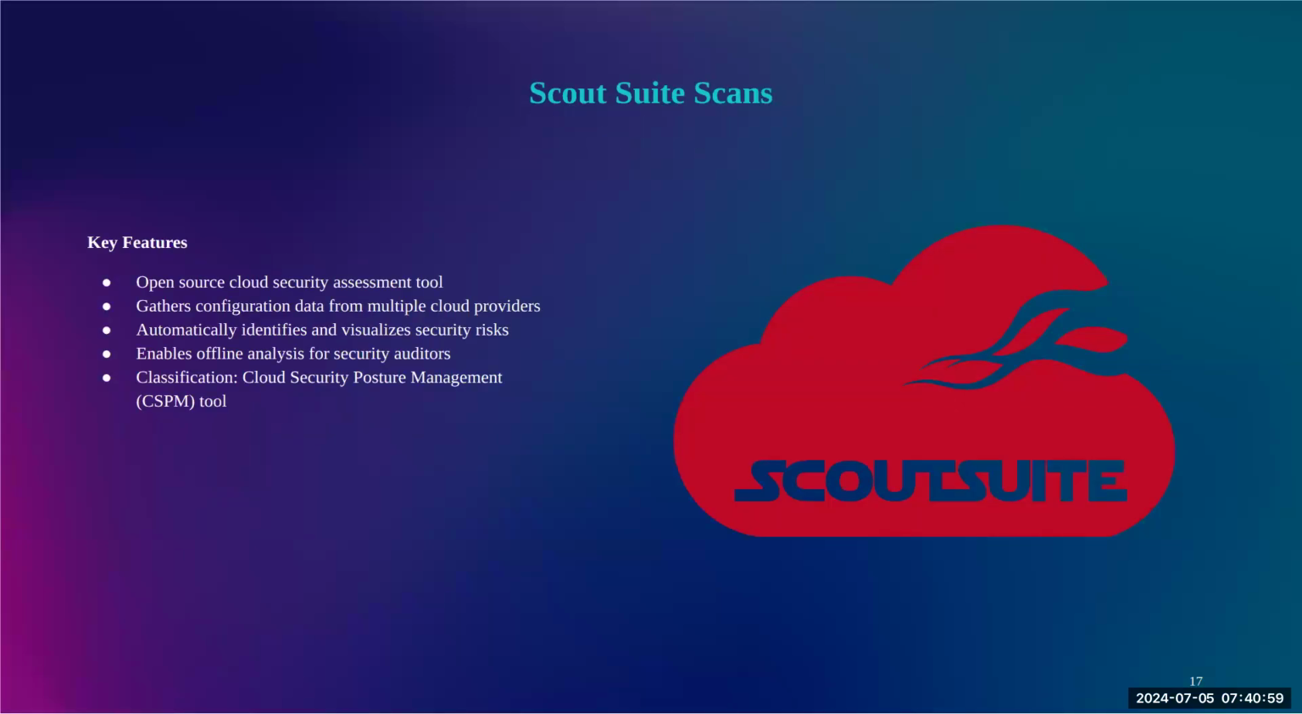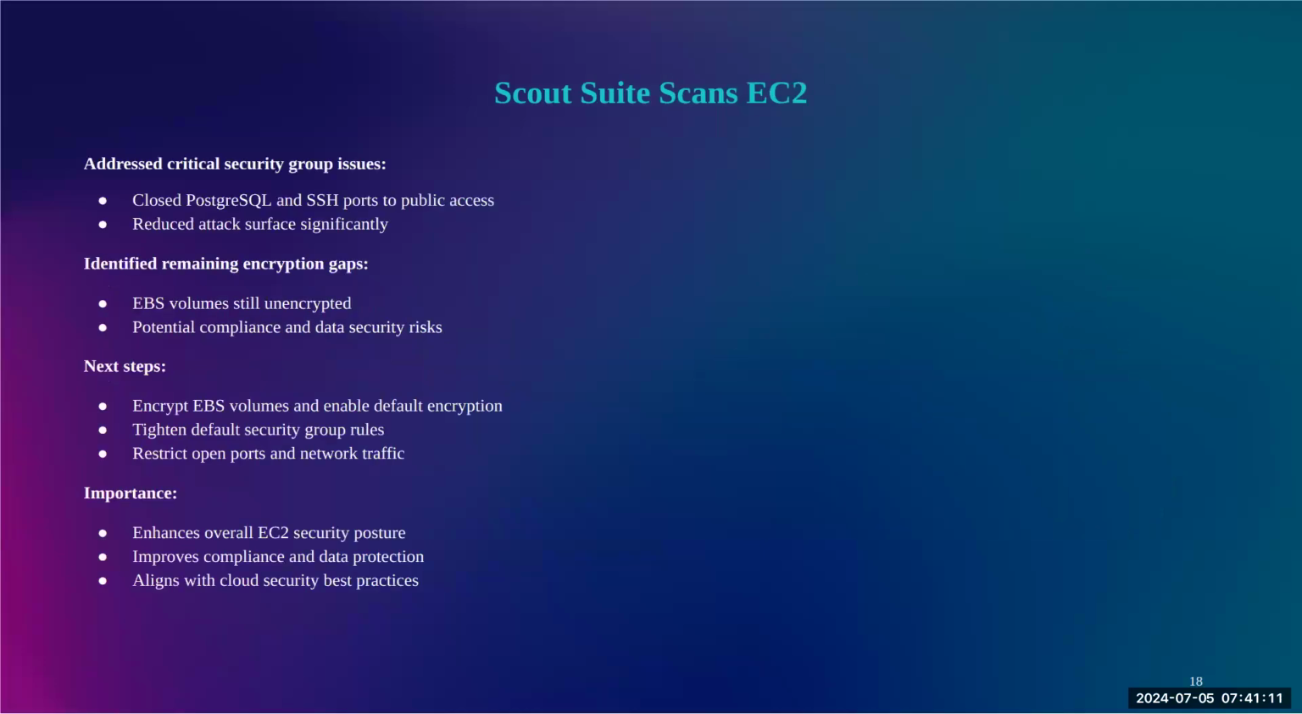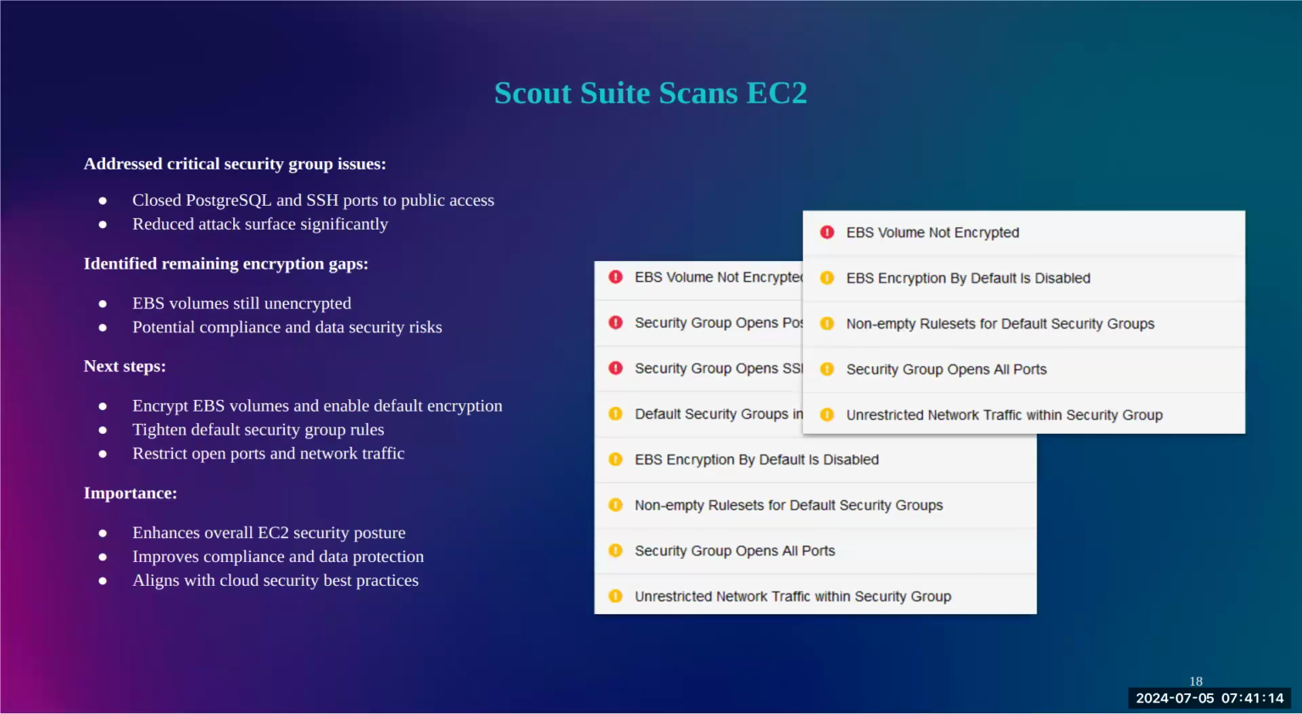For the cloud security aspect of things, we use Scout Suite, a cloud security posture management tool that's open source and allows us to automatically identify and visualize security risks. Some of the findings that we looked at for the EC2, as you can see on the right, we have the before and after security implementations. We closed the Postgres, SQL, and SSH ports to public access. We reduced the attack surface significantly.